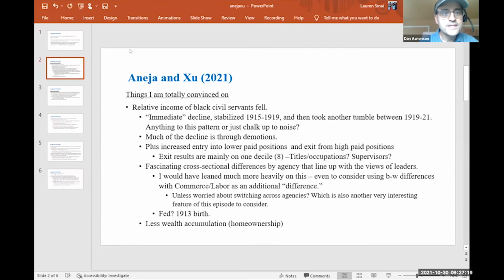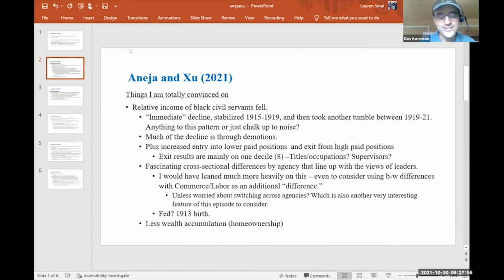So let me start off by saying things that I'm totally convinced on after reading the paper. Clearly, the relative income of Black civil servants fell. That's just a slam dunk. That example with John Davis is really neat. But it's clearly a broader problem. The time pattern is intriguing. For their research design, it's really nice that they see an immediate decline in the first year of the administration. The effects look like they stabilize after that, between 1915 and 1919.